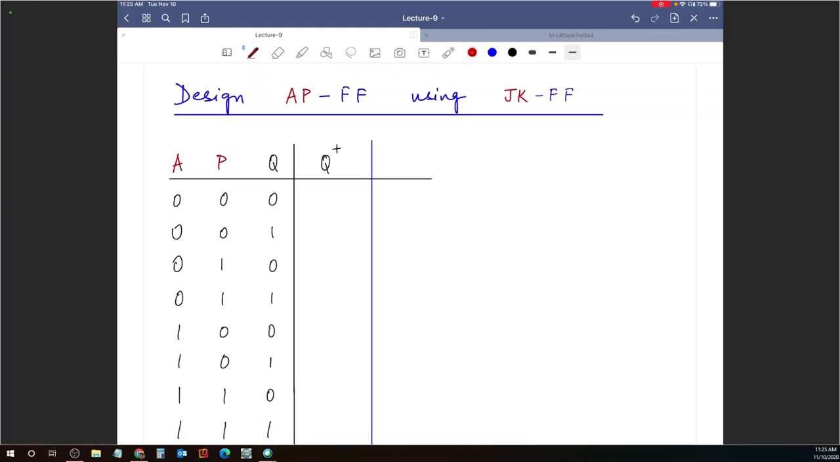So what I want to randomly ask is, when A is 0 and P is 0, which is what happens in the first two. Oh, AP is the Ajit Parmar flip-flop. So it's based on the student's name.